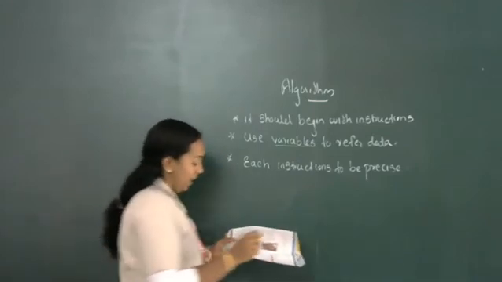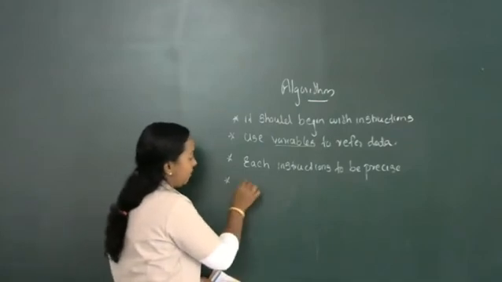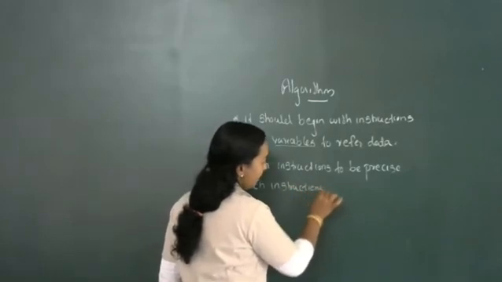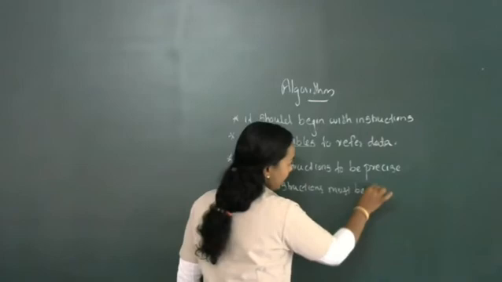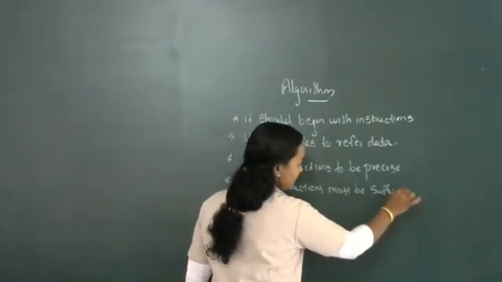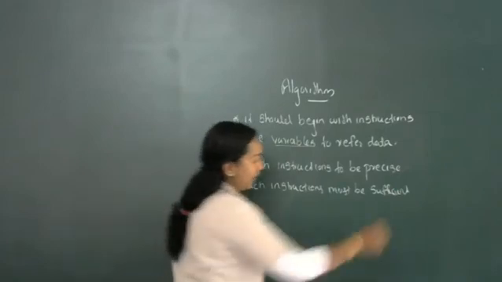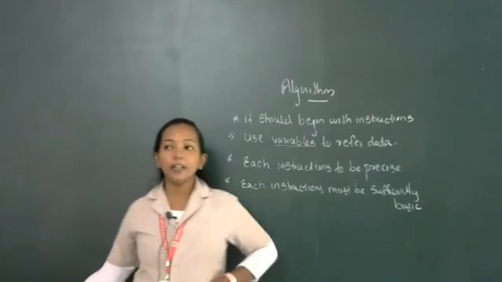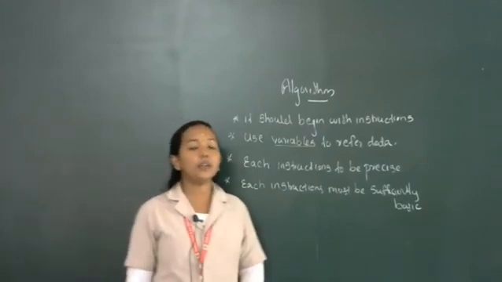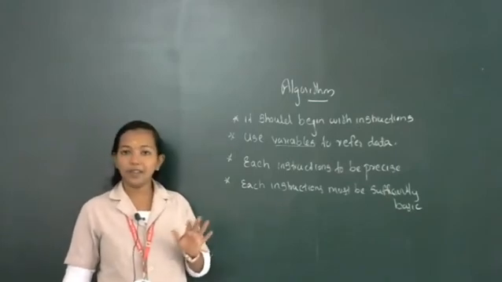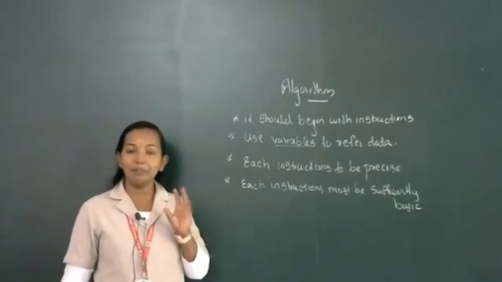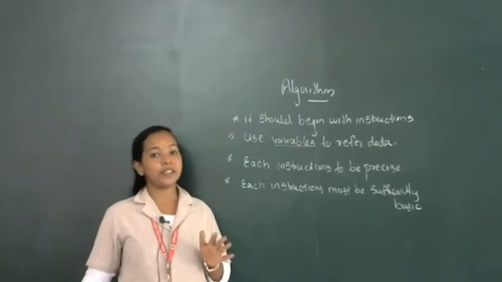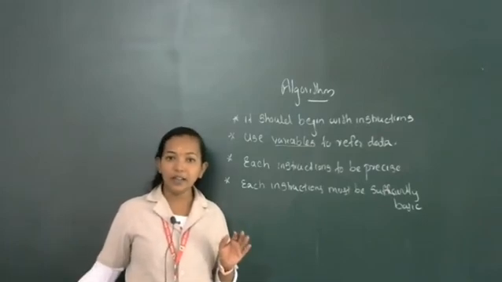Then the next one: each instruction must be sufficiently basic. For example, if we are writing an algorithm, the user of that algorithm should not need programming knowledge. So if we write in simple words or simple statements, then the reader can easily identify the meaning of that particular statement.